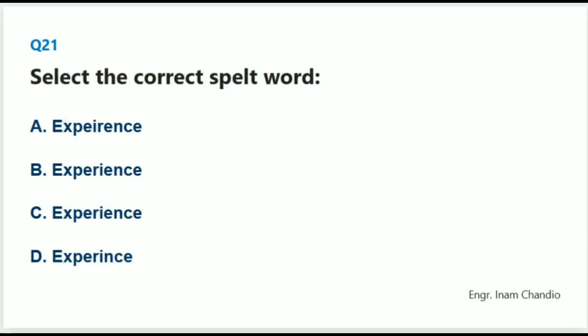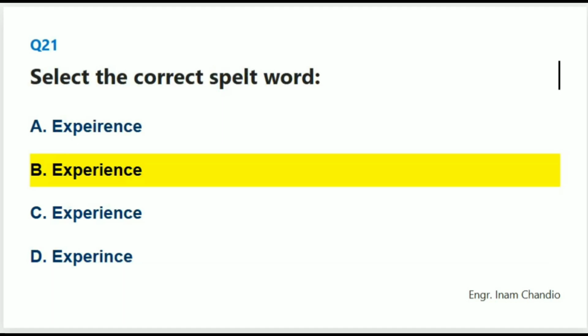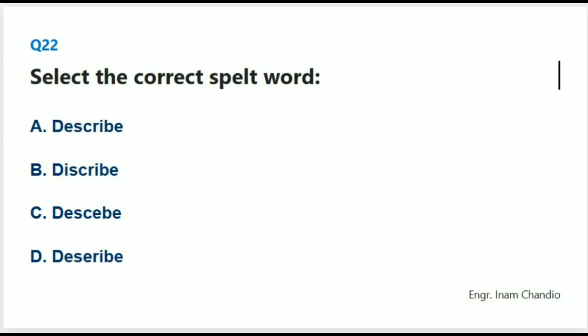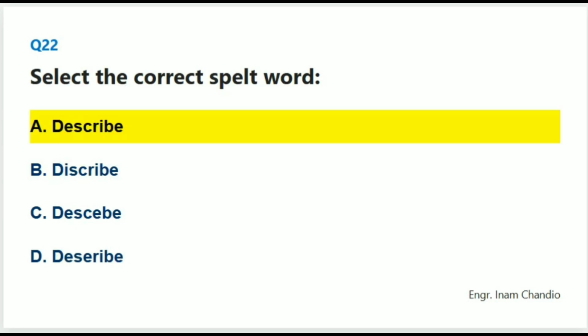Select the correct spelled word. The correct answer is B. Experience. Select the correct spelled word. The correct answer is A. Describe.